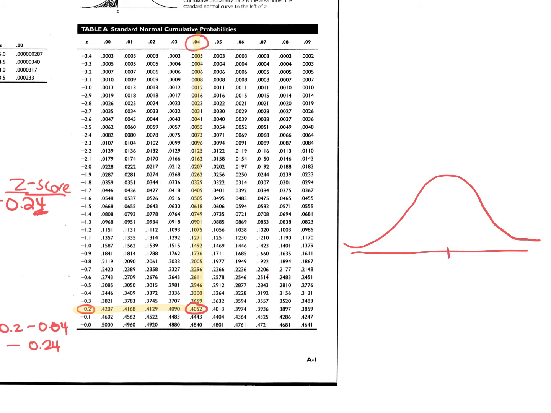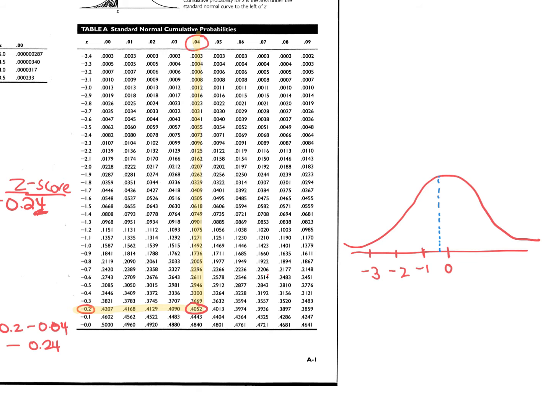And here's a z-score of 0. Here's a z-score of negative 1. Here's a z-score of negative 2. Here's a z-score of negative 3. Negative 0.24 is right here. We know that the area to the left of 0 is 0.50, right? If I had drawn my boundary line here, the area to the left of 0 is 0.50 or 50%. So we know that the area to the left of negative 0.24 is going to be slightly less than 0.50.